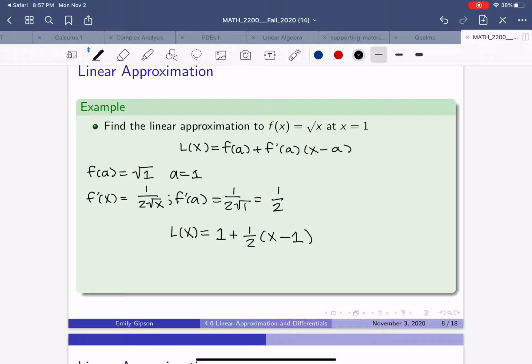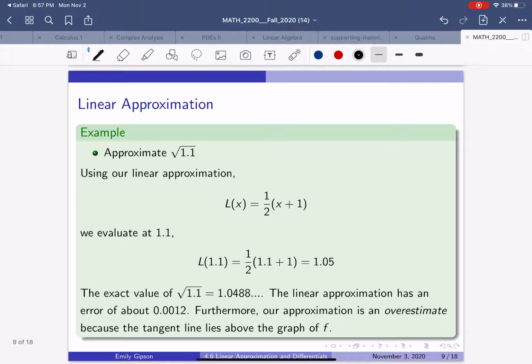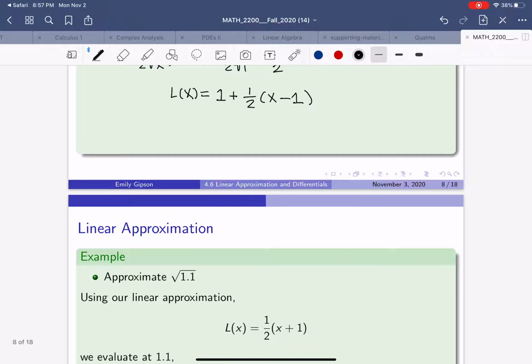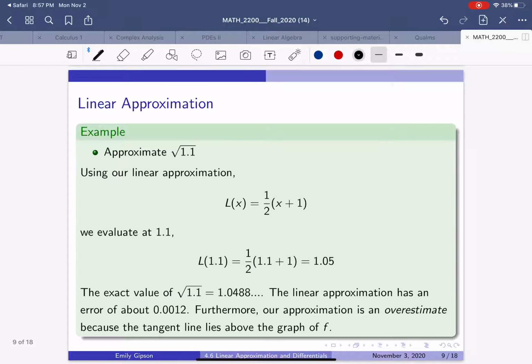And now, for our next step, we just plug and chug. Using our linear approximation, L(x) equals 1 plus 1/2 times x minus 1, we evaluate at 1.1. And when we do that, we get the answer 1.05. So this is our final answer.